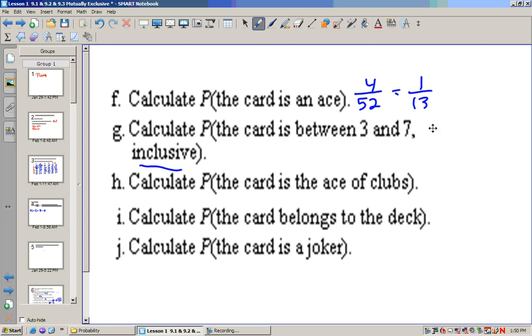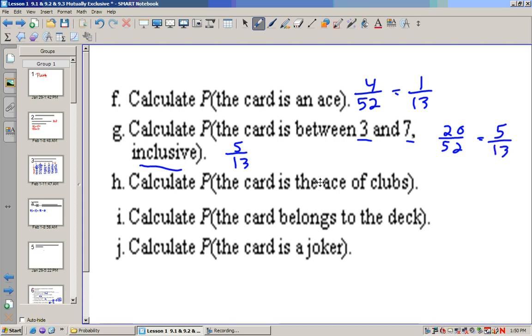Inclusive means that it includes the 3 and the 7. Well, there's 3, 4, 5, 6, and 7. That's 5 different cards per suit. So we could think about this 2 different ways. Since it's 5 cards per suit, we could say that it's 5 out of 13. Or we could take that 5 and multiply it by 4, and then it would be 20 out of 52, which would then, again, simplify down to 5/13.